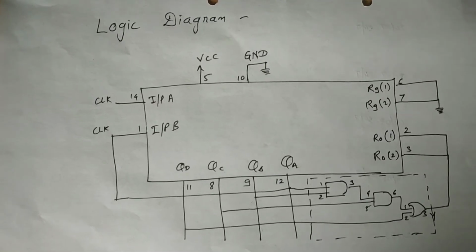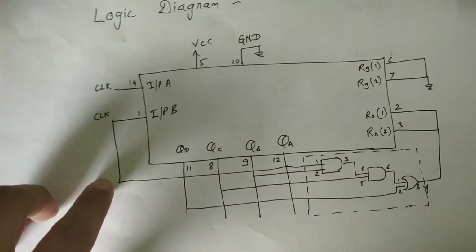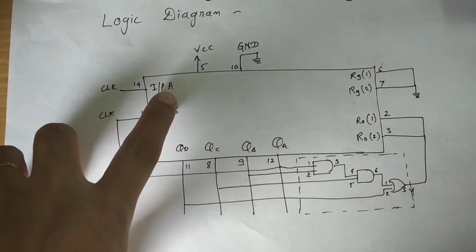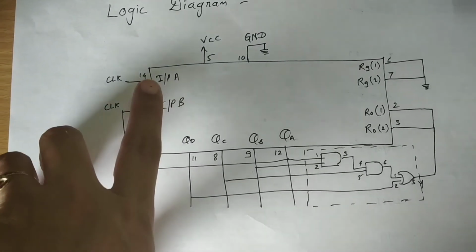The next part is what? Draw the logic diagram. So here I had drawn the logic diagram. In the logic diagram, you can see that this is the external clock to the mod 2, that is input A, pin number 14. I had mentioned the pin numbers there.